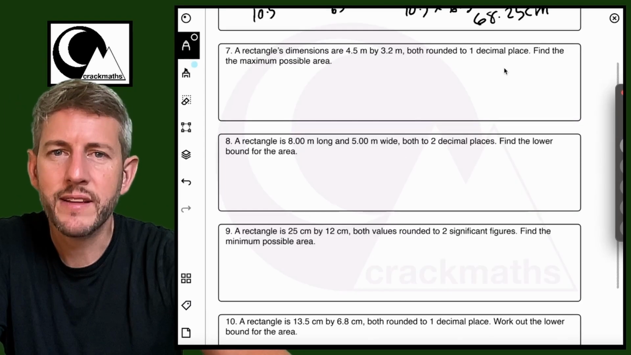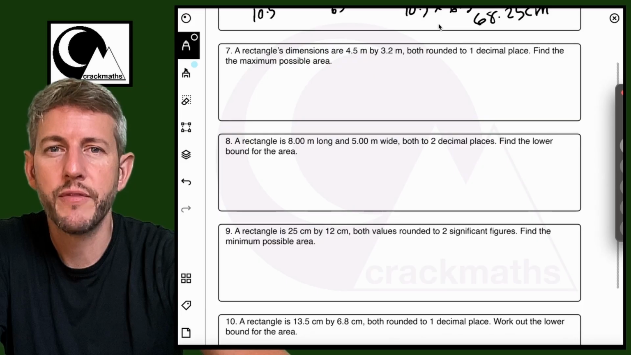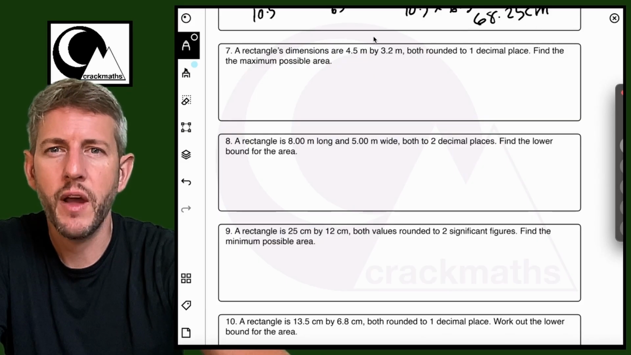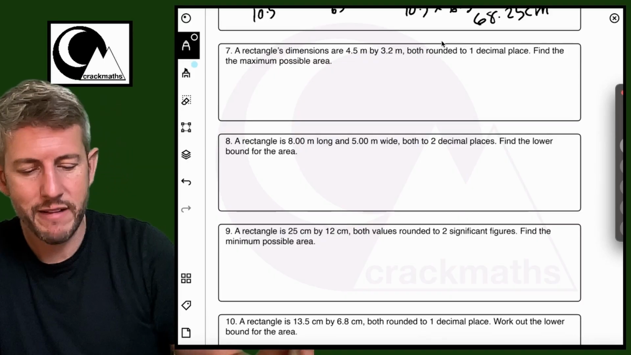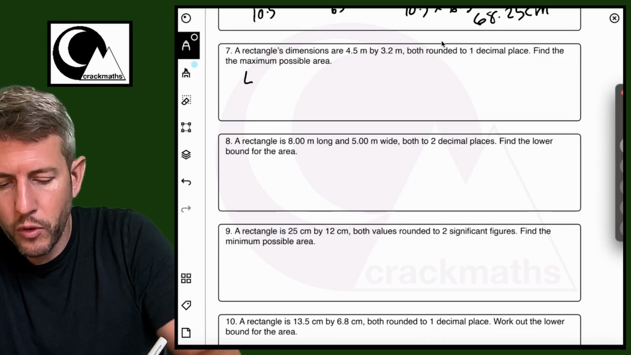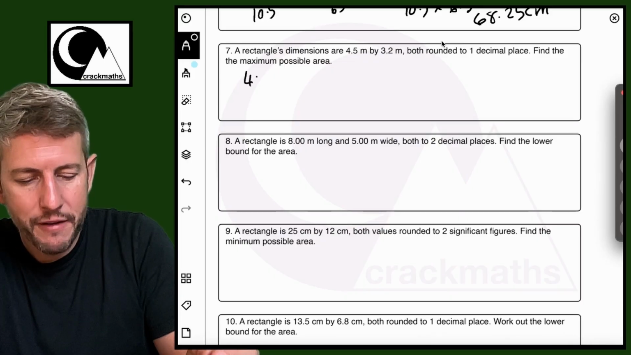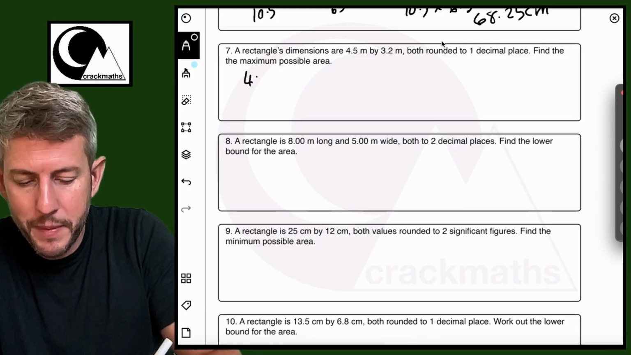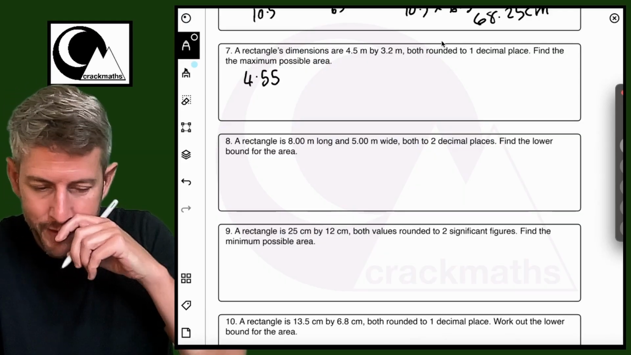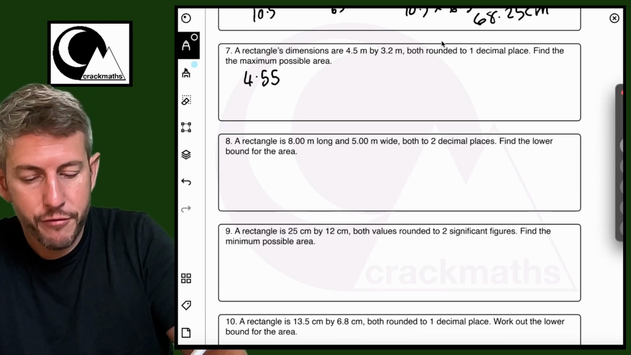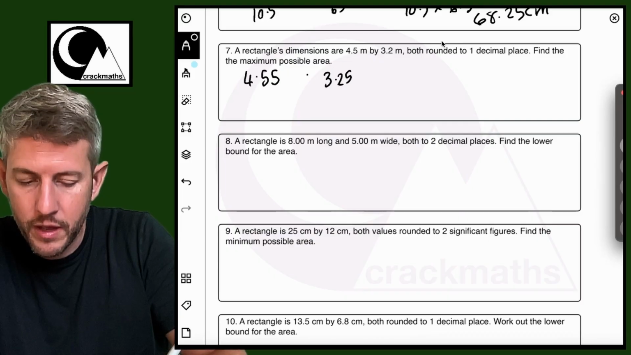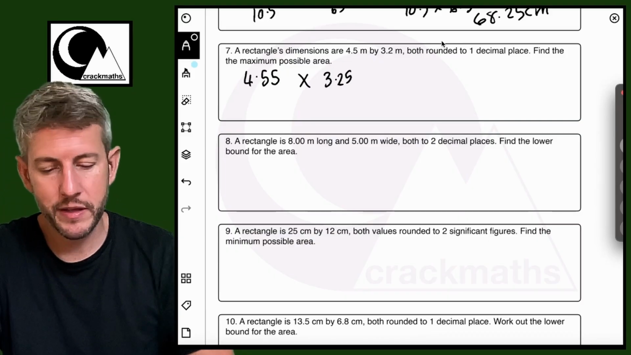Right, question 7. A rectangle's dimensions are 4.5 by 3.2, both rounded to one decimal place. Find the maximum possible area. Okay, so we've got 4.5 and 3.2, so we need the upper bounds for those. The upper bound for 4.5 will be 4.55. The upper bound for 3.2 will be 3.25.